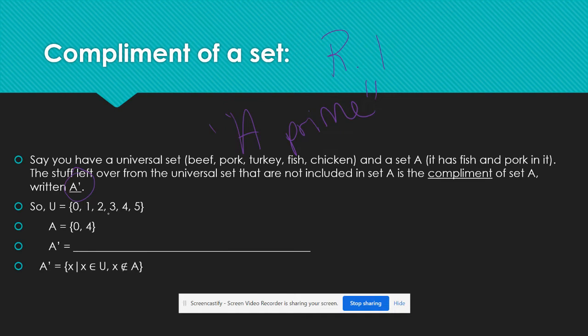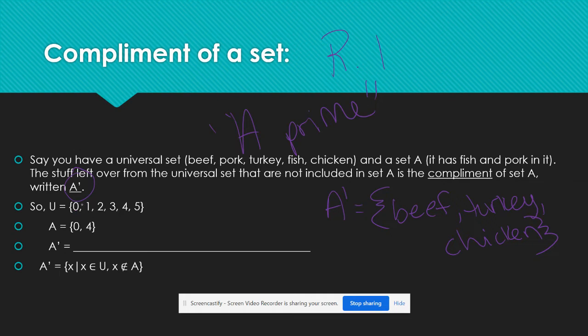We have a universal set of, again, beef, pork, turkey, fish, chicken. So if we asked you for the complement, what's in it? And we know that set A has fish and pork, then we would write beef, turkey, and chicken. Those would be the elements of the complement.